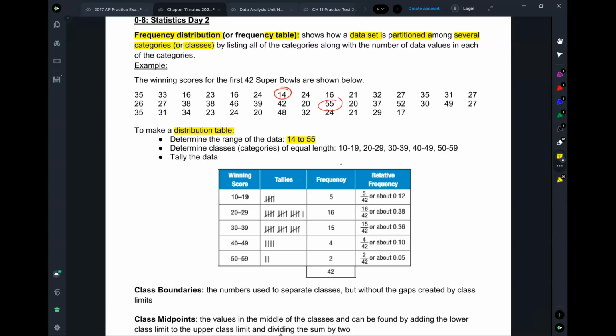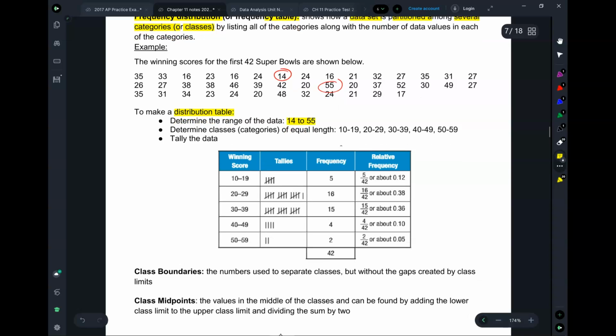And there's 42 of these things. So you have to make your classes so that you don't have all of them in one category, and you don't have one number in each category, right? So the way we are going to set this up is the categories are going to go like this: 10 to 19, 20 to 29, 30 to 39, 40 to 49, 50 to 59.